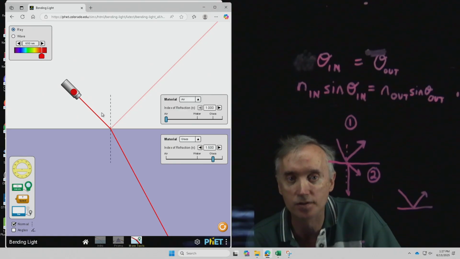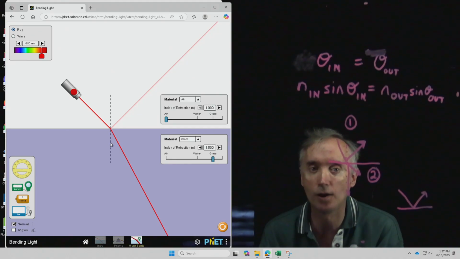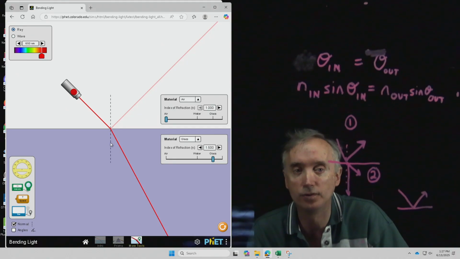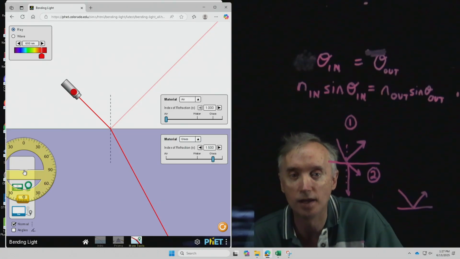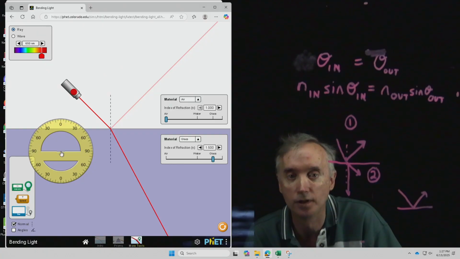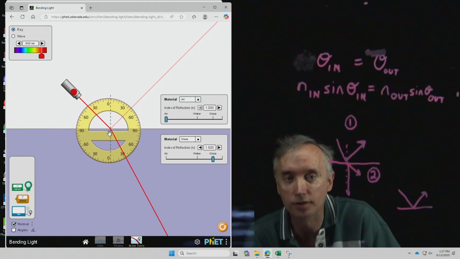So notice that some of this light is being reflected off of this surface, and then some of this light is actually going into it and it's being refracted. Now what was this line here called? So that was the normal. Now what I want you to do is to measure some of these angles, so here's your protractor. Okay, now we need to put the protractor on there like that.